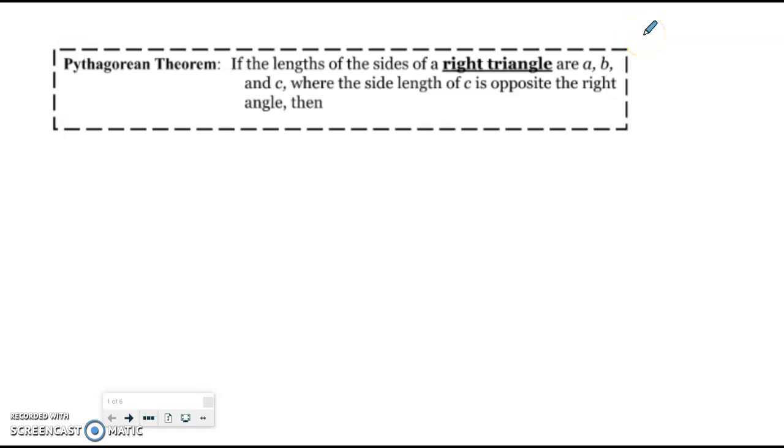I'm coming to you and just looking at a couple ideas that's going to help you out with the next unit, next lesson, which deals with triangles and distance.